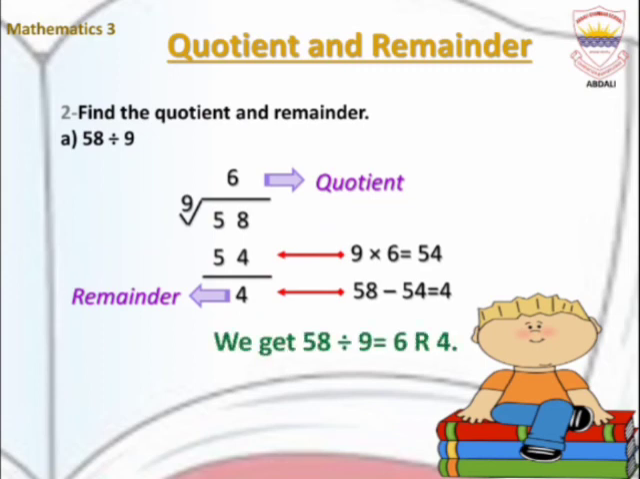Student, what do we get? When we divide 58 by 9, we get 6 quotient and our remainder is 4. Students, 6 is our quotient and our remainder is 4.